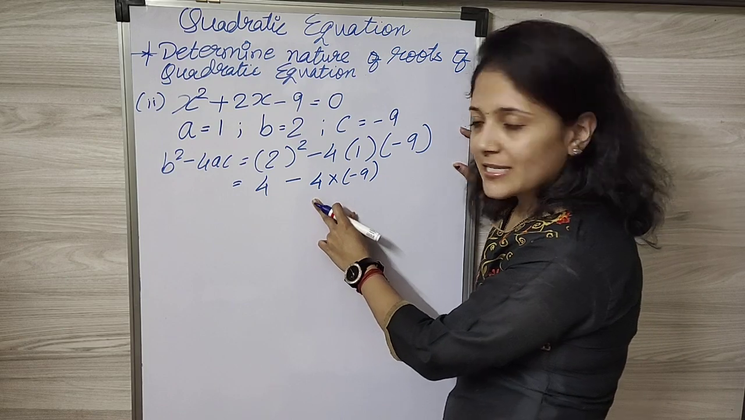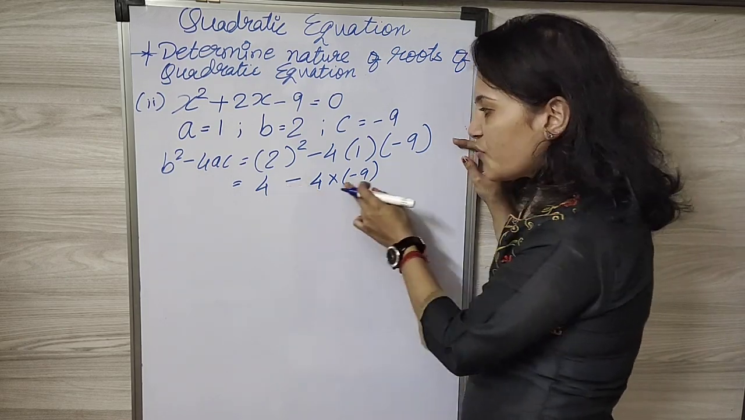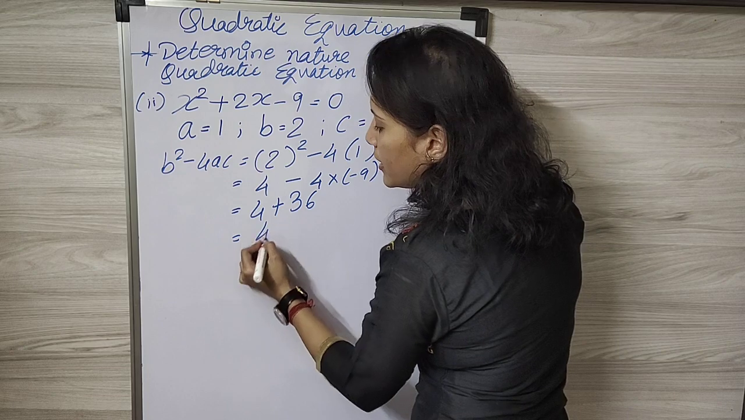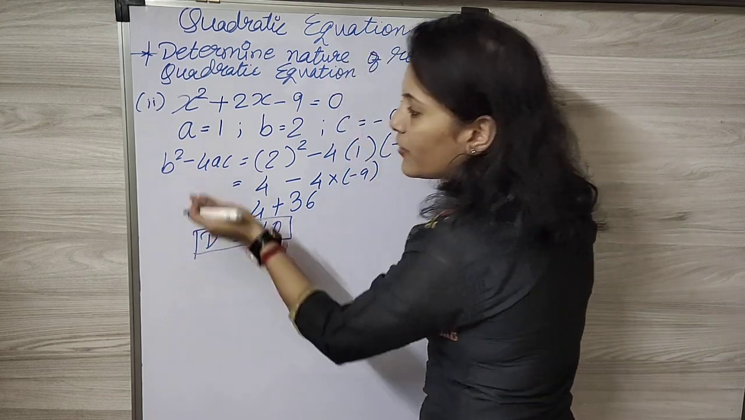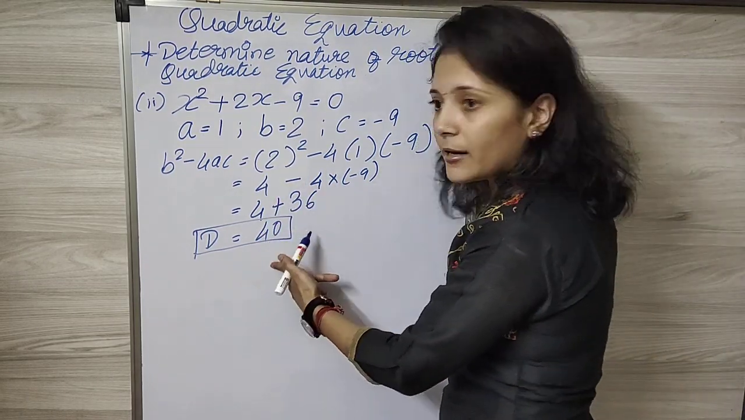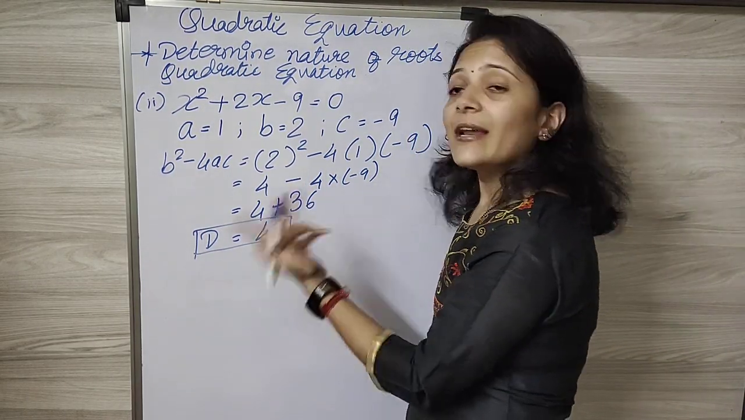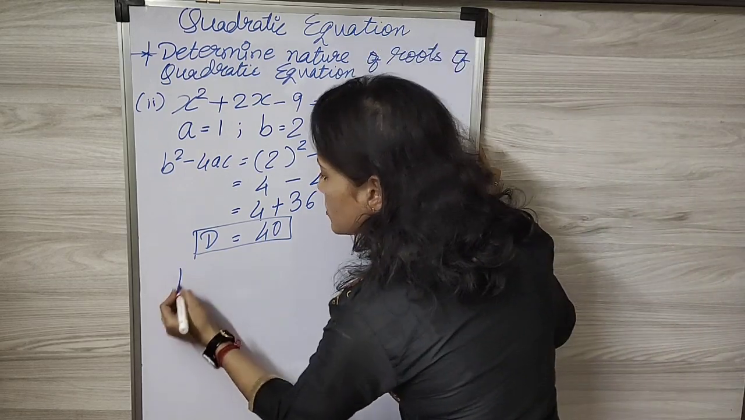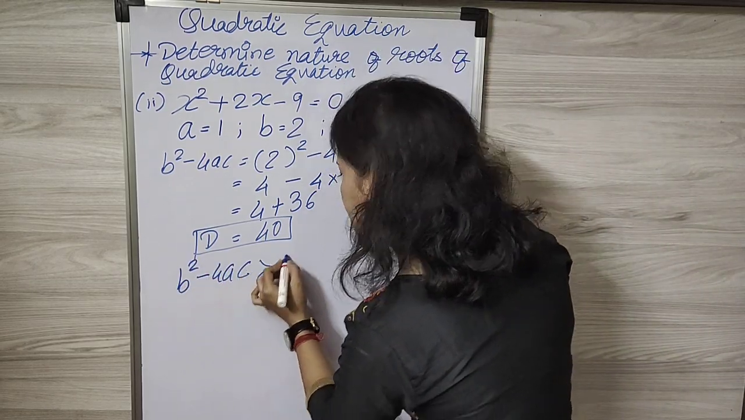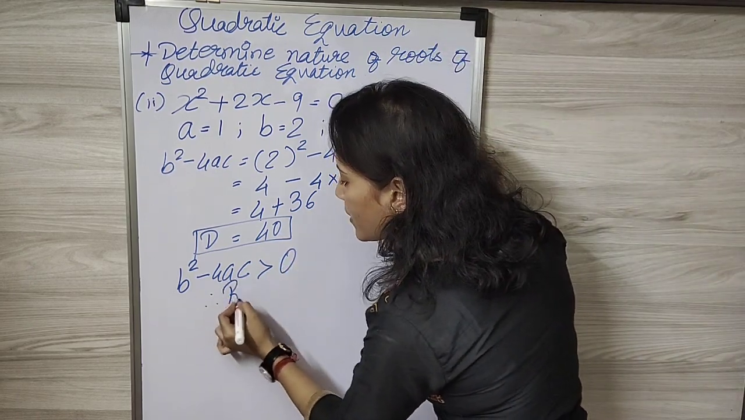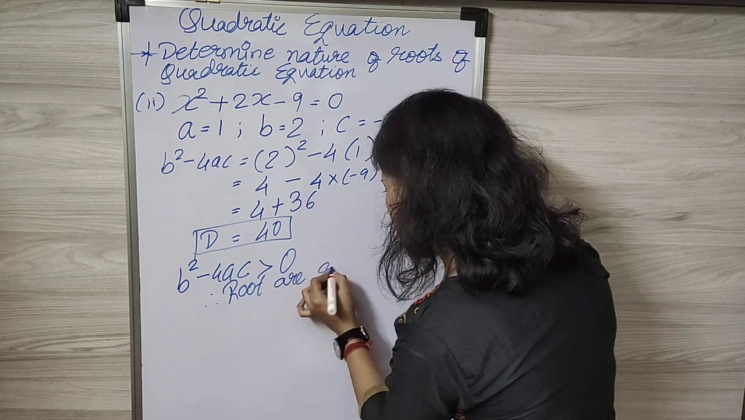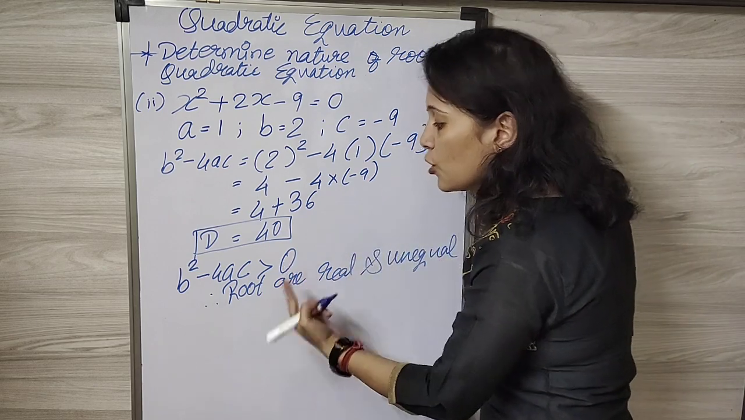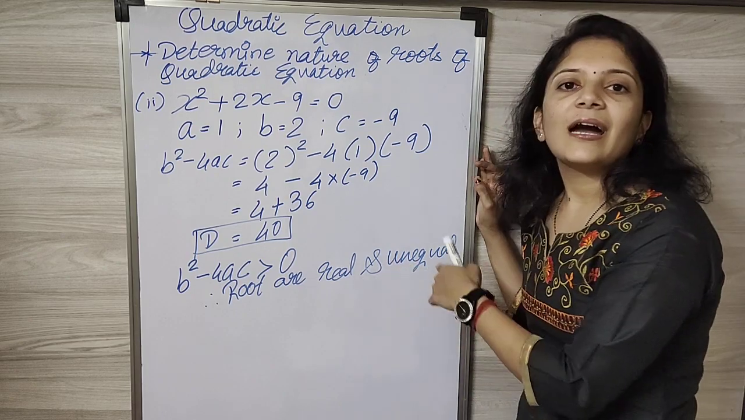4 9s are 36, and minus becomes plus. Minus 4 into minus 9, that is plus 36. That is 4 plus 36, that is 40. So I got the value of D, or you can write I got the value of b square minus 4ac, that is 40, right? Now is 40 greater than 0, equal to 0, or less than 0? It is greater than 0. So the roots are real but unequal, right? So b square minus 4ac is greater than 0, and therefore roots are real and unequal. As it is a positive number and greater than 0, the roots are real but unequal, right?